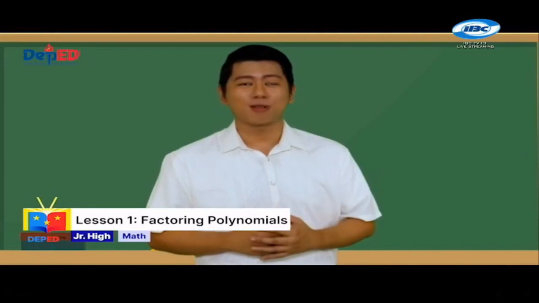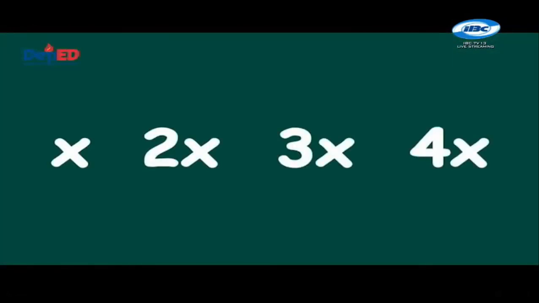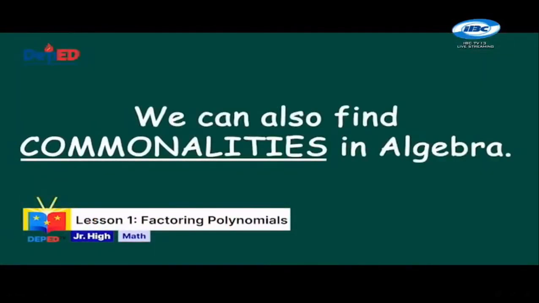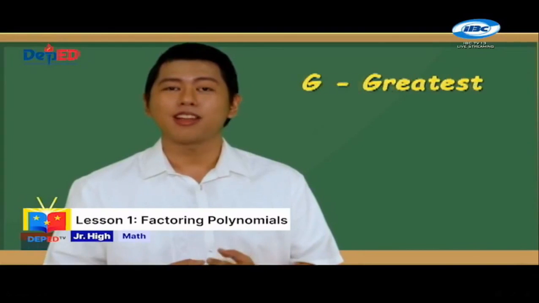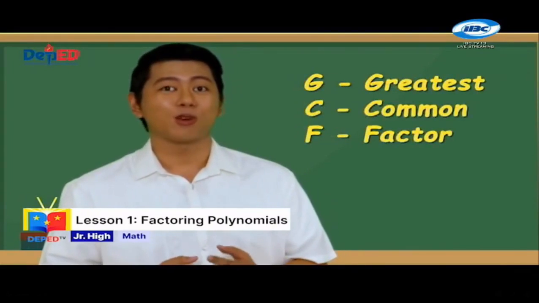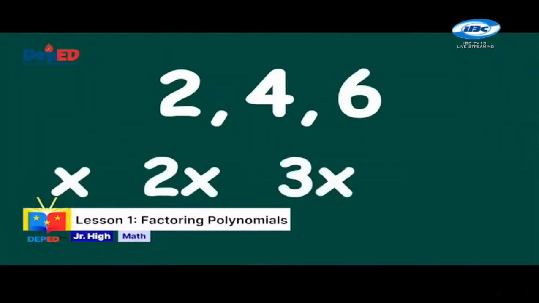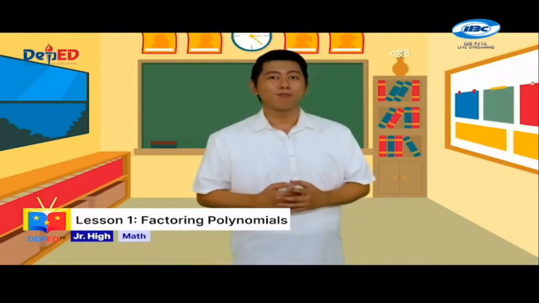How about on these expressions? x, 2x, 3x, and 4x. They all have the same variable, x. Like in English and science, we can also find commonalities in algebra. Specifically, the greatest common factor. It is just what you did in the constants 2, 4, and 6, and the expressions x, 2x, 3x, and 4x. Easy, right? In this lesson, we will factor polynomials with a common monomial factor.